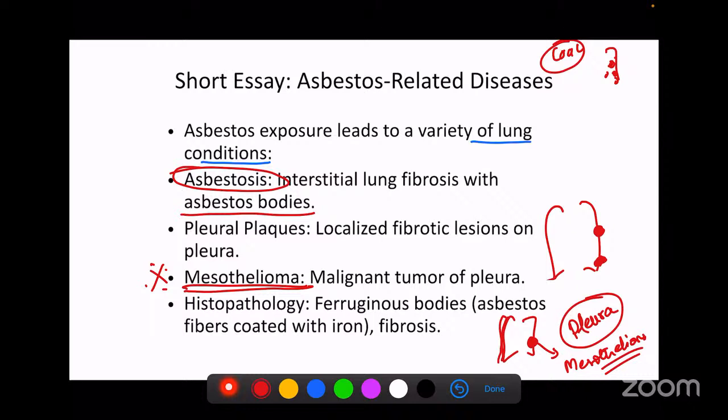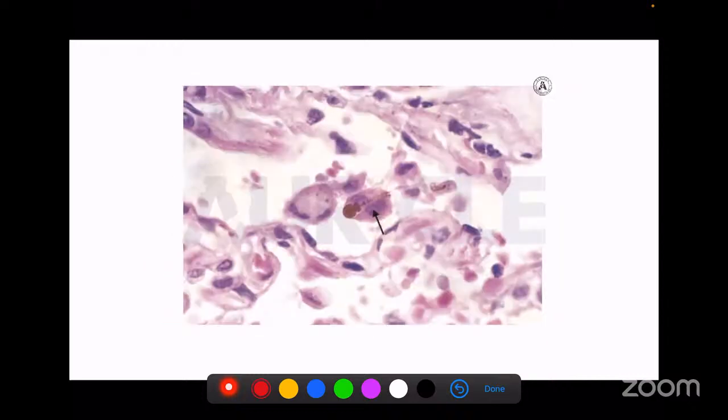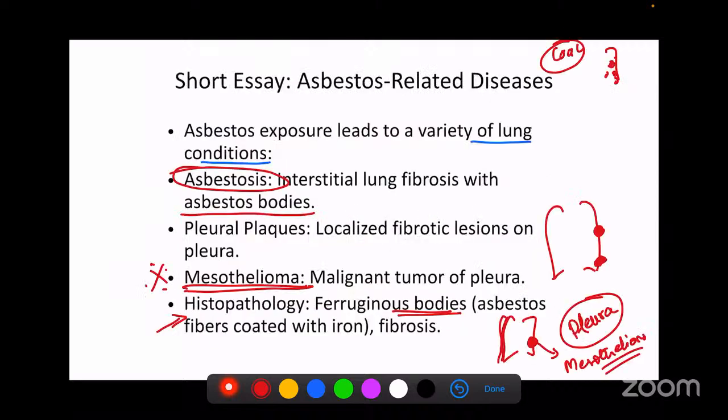So as we saw, in histopathology we have ferruginous bodies. Okay, ferruginous bodies are nothing but asbestos fibers. These are asbestos fibers which are coated with iron, and hence they are called ferruginous bodies. Ferrous is iron, as we all know.